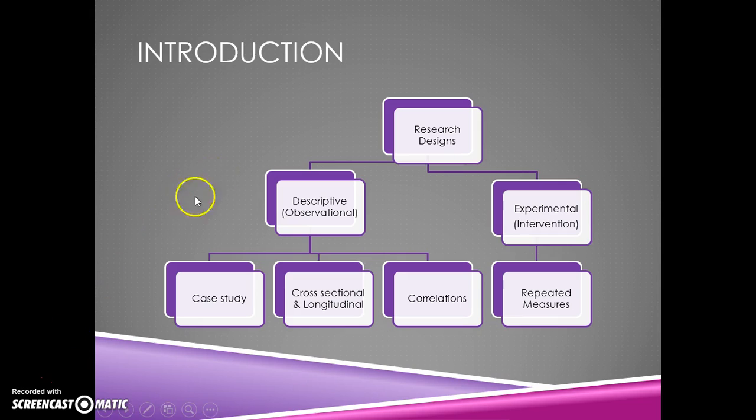So if you go down the left-hand side, you see descriptive, so observational, what you could see from things, or from performances, from articles, things like that. So case study, cross-sectional and longitudinal, and correlations would come under descriptive. And then on the other side, which is experimental, this would be repeated measures.